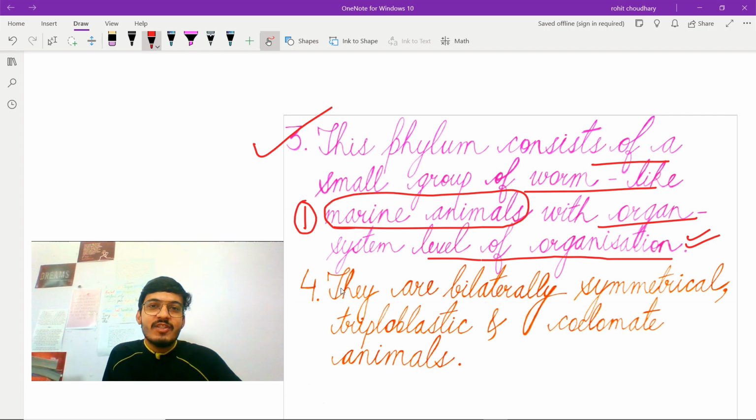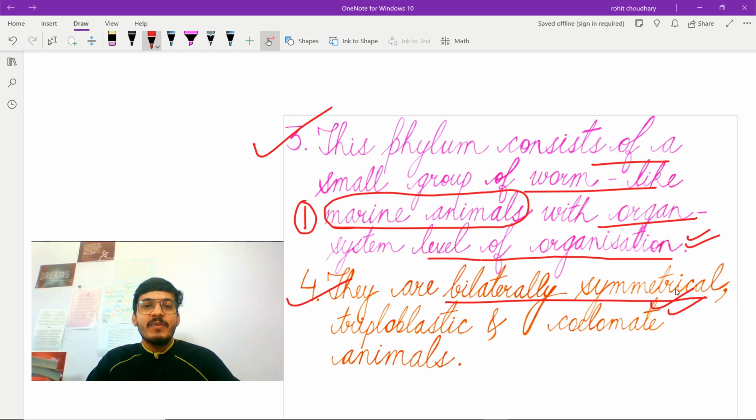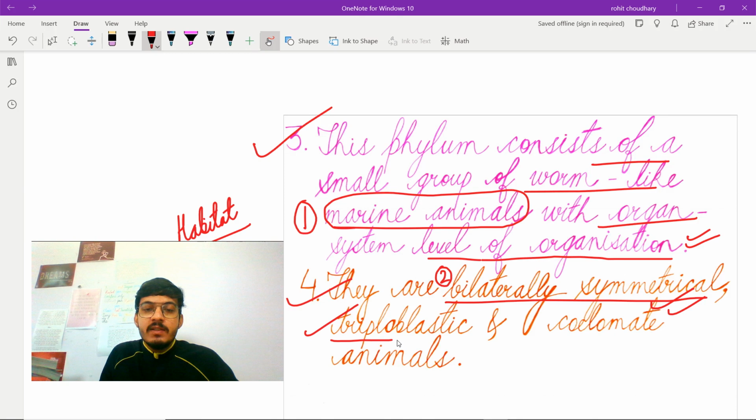The next feature is they are bilaterally symmetrical. Bilaterally symmetrical means when the axis is passed right from the center of their body, it can be divided into two equal halves, left half and right half. And they are triploblastic. Triploblastic means all the three germ layers are present, namely the outermost ectoderm, the middle mesoderm and the innermost endoderm.